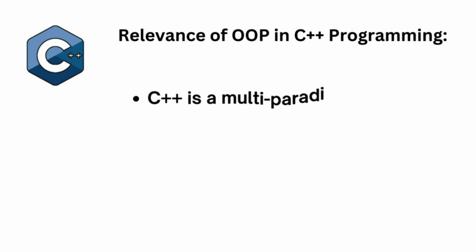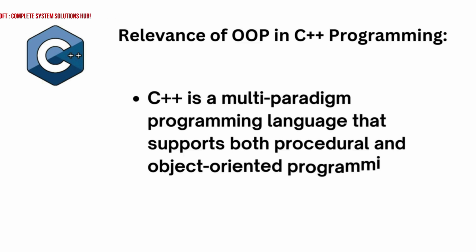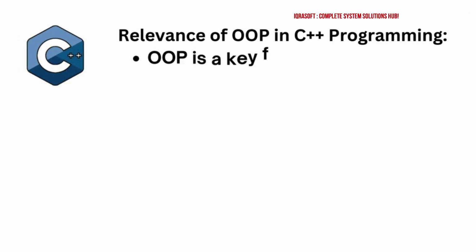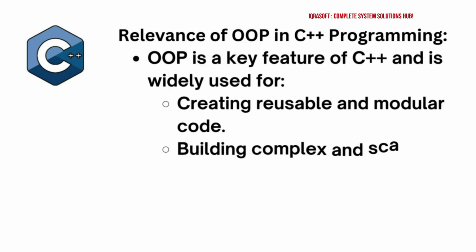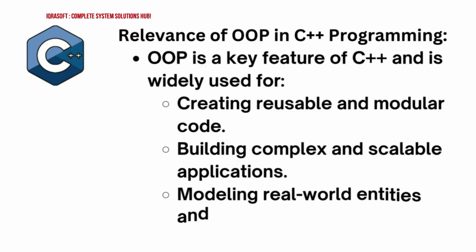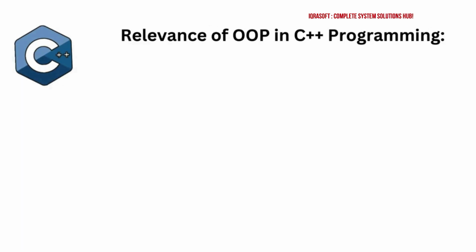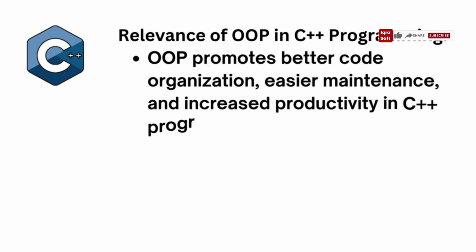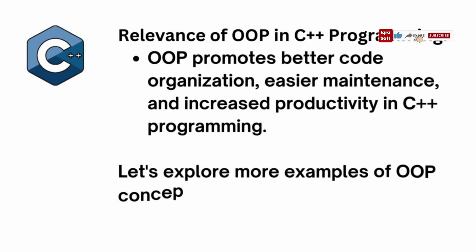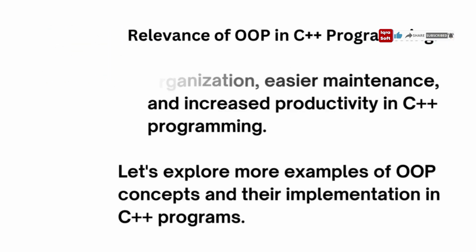Relevance of OOP in C++ programming. C++ is a multi-paradigm programming language that supports both procedural and object-oriented programming. OOP is a key feature of C++ and is widely used for creating reusable and modular code, building complex and scalable applications, modeling real-world entities and systems more accurately. OOP promotes better code organization, easier maintenance, and increased productivity in C++ programming. Let's explore more examples of OOP concepts and their implementation in C++ programs.